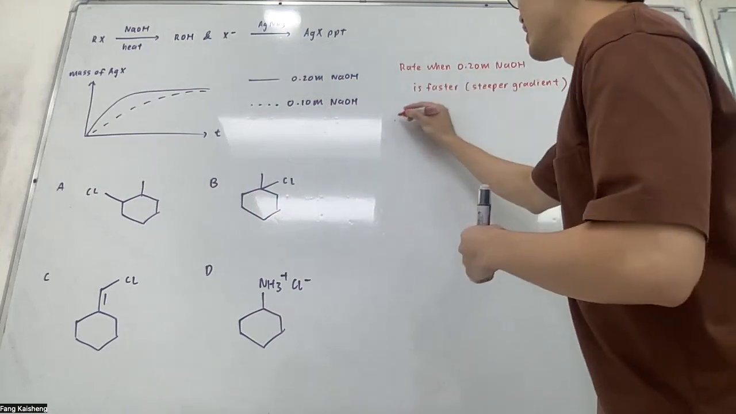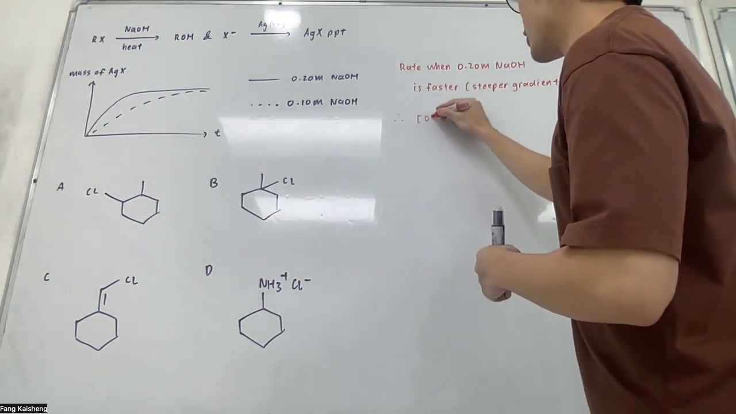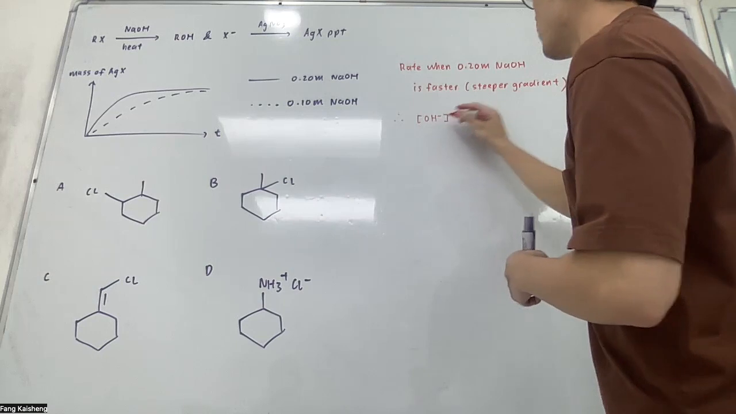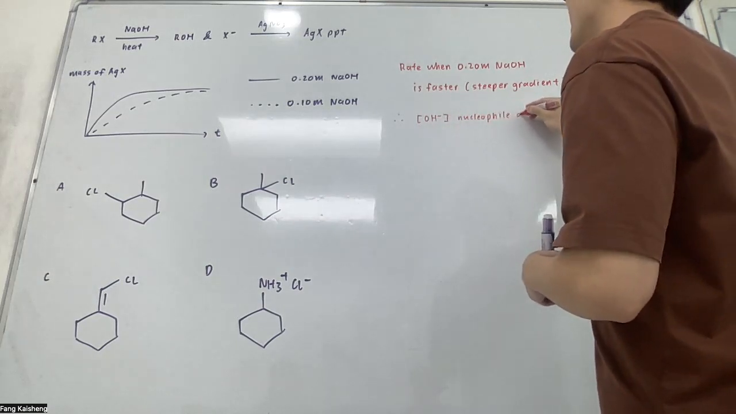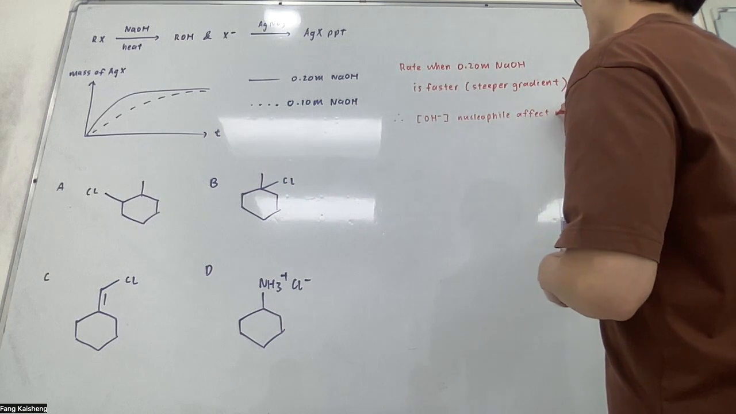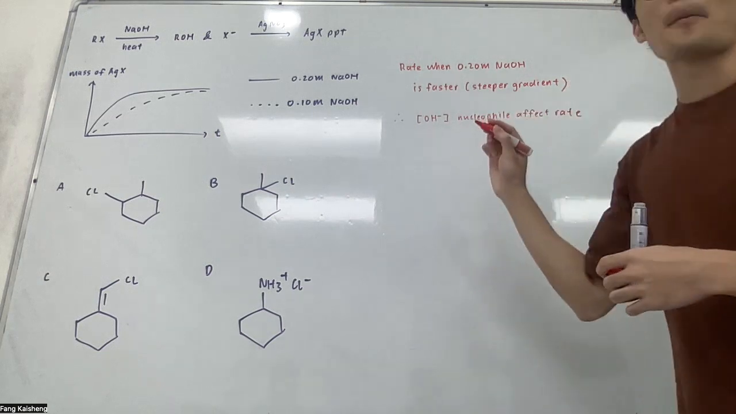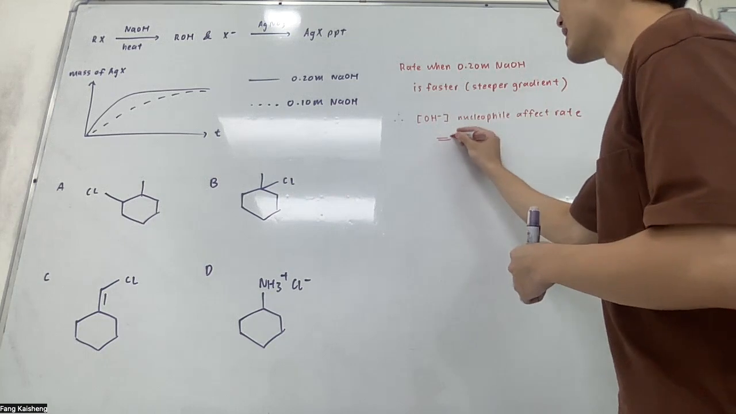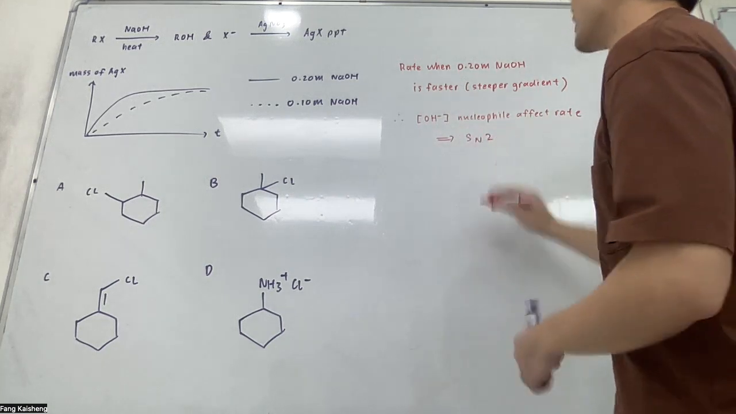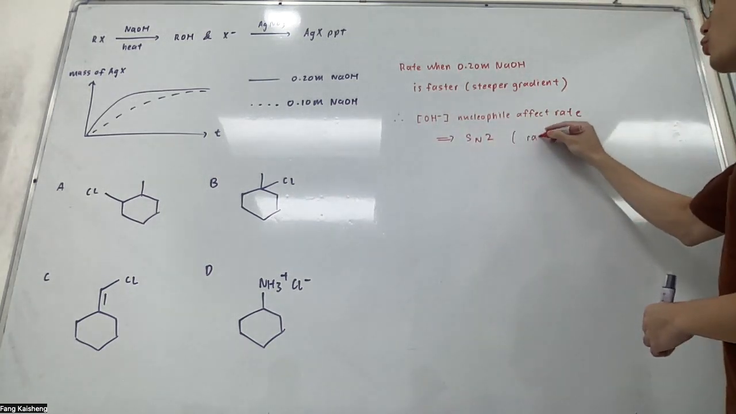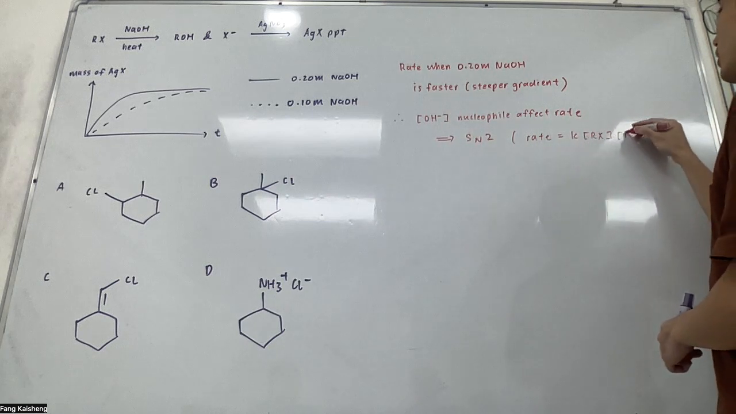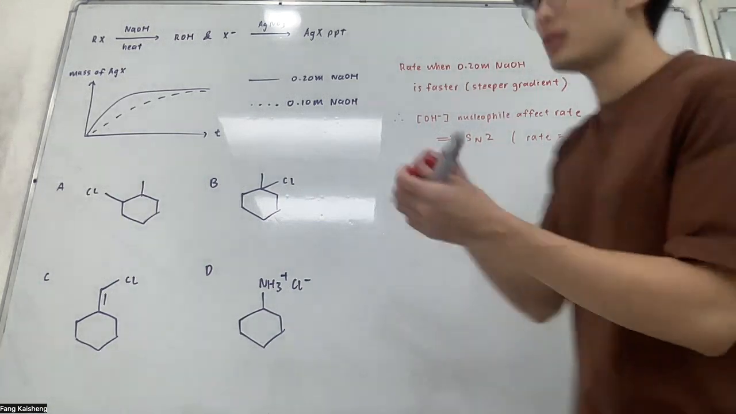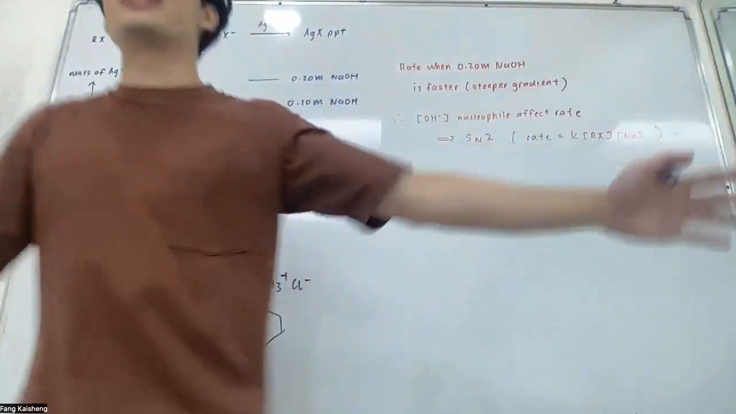Exactly. Here, if the concentration of the OH minus nucleophile can affect the rate, that means it is SN2, not SN1. SN2 is the only reaction where the rate equation has a nucleophile inside. Can you see that? So we are linking all of this together.